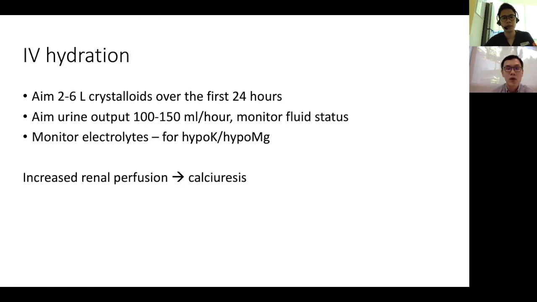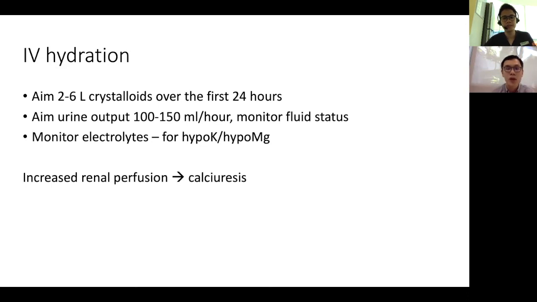So usually we give in this range like 2 to 6 liters of fluids over the first 24 hours. Usually the first 2 hours, you give like 1 liter, 2 liters to ensure that we sort of give them adequate perfusion. Because once we have enough blood going through the renal tubules, then there will be increased calcium excretion, and that in itself will lower the calcium level already. So if you don't get enough hydration, then the calcium will not come down.